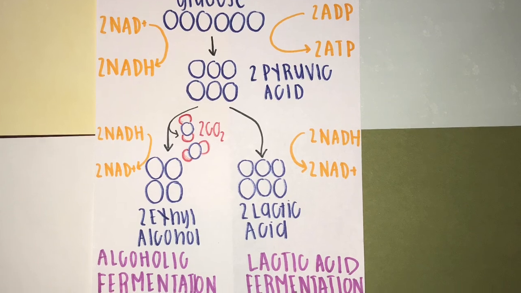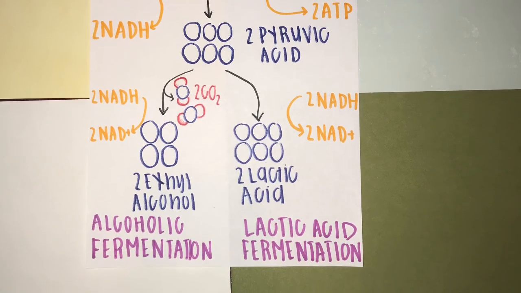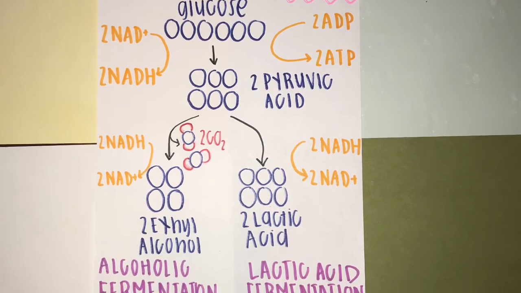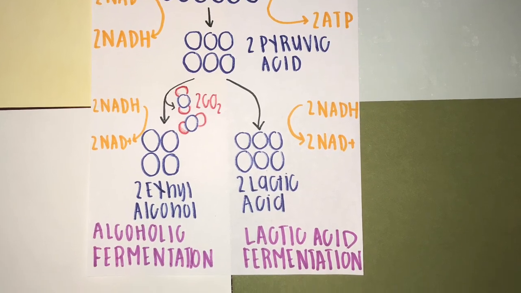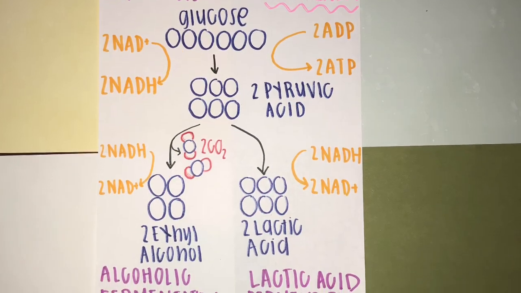The purpose of fermentation in multicellular organisms is to quickly create ATP without oxygen. Runners, for example, use fermentation to supply their bodies with enough ATP to make it across the finish line.